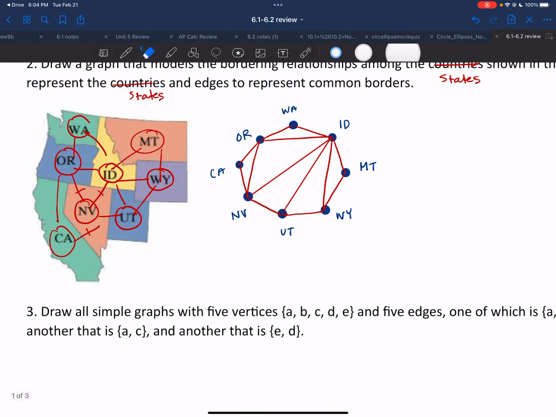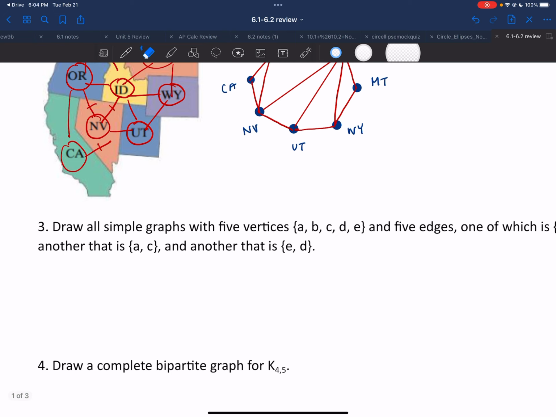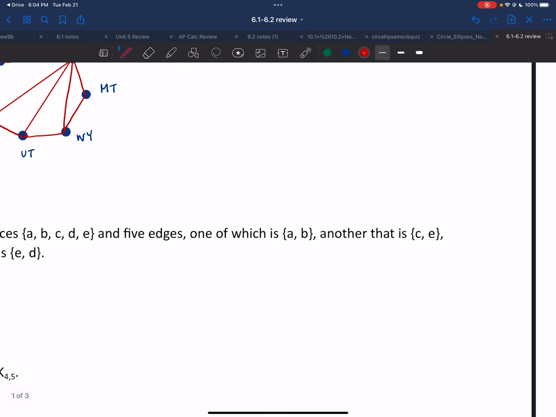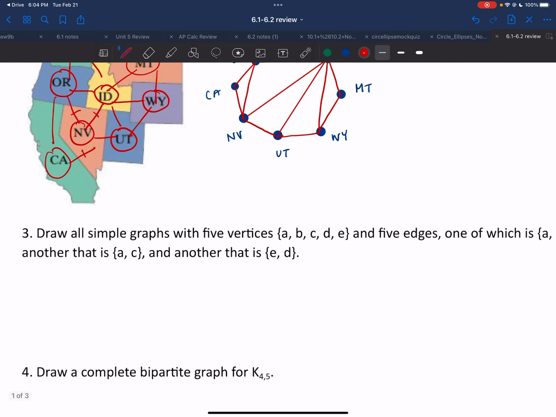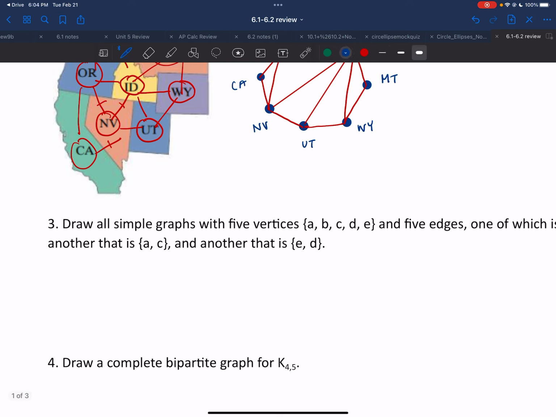Draw all simple graphs with 5 vertices, A, B, C, D, E, and 5 edges, one of which is AB, another that's CE, another AC, and another that's ED. All right, so I'm not sure how many graphs this is going to take. So I'm just going to draw multiple graphs here, and we'll label them in a second.